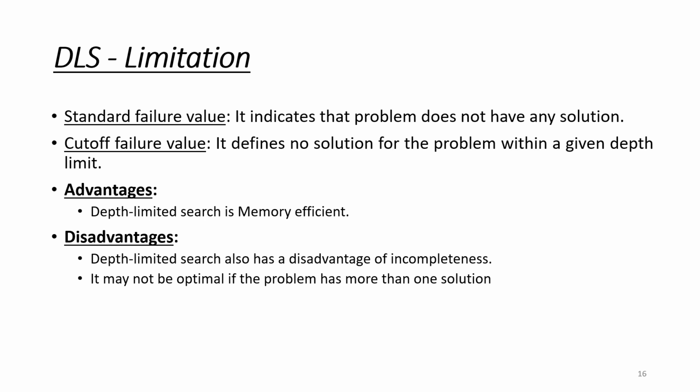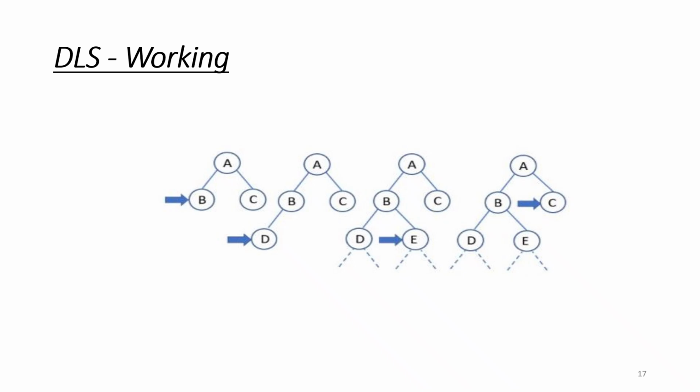Okay, the next one: it may not be optimal if the problem has more than one solution. Since we cannot see all the nodes, we cannot consider this a proper optimal solution. We cannot find with all the nodes, so we cannot ensure this is the correct optimal solution. We can only say this is not an optimal solution, but we can find out the limit, and the final goal solution we can definitely find. So this is one of the process flows.